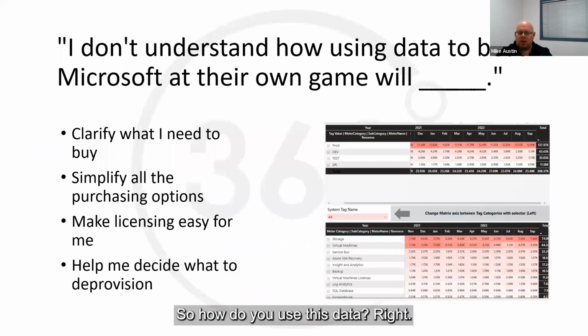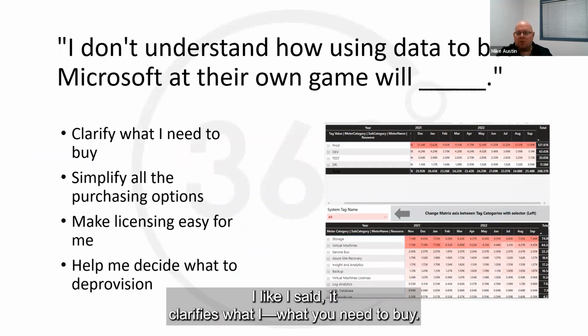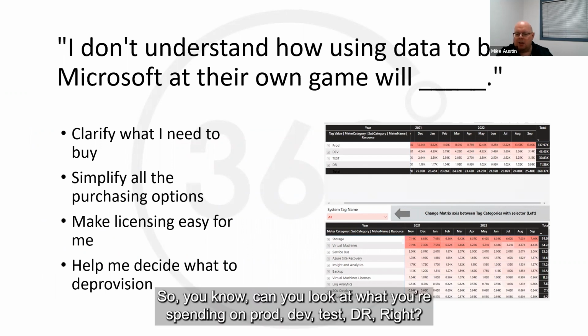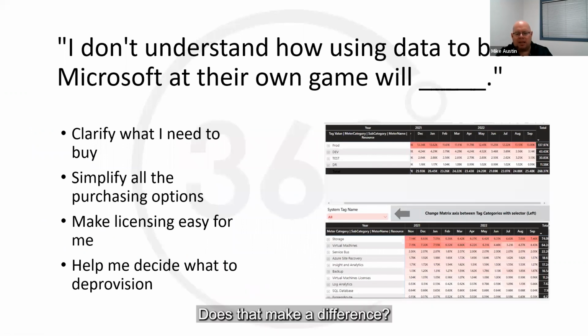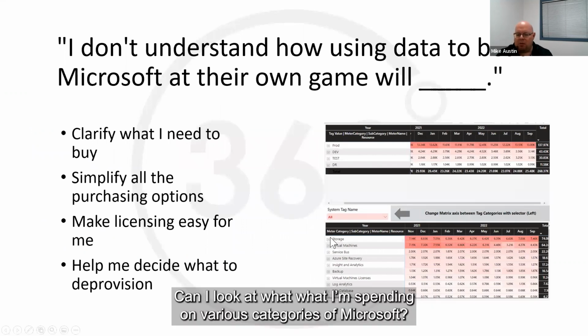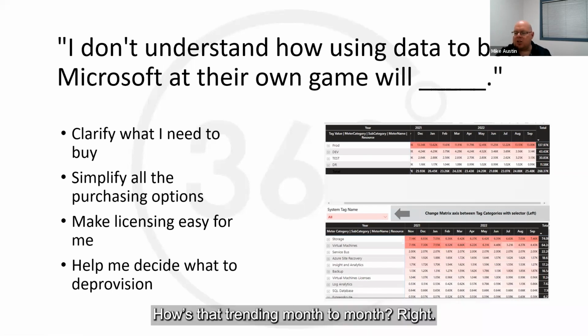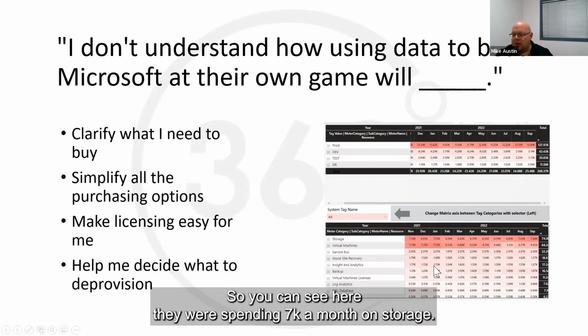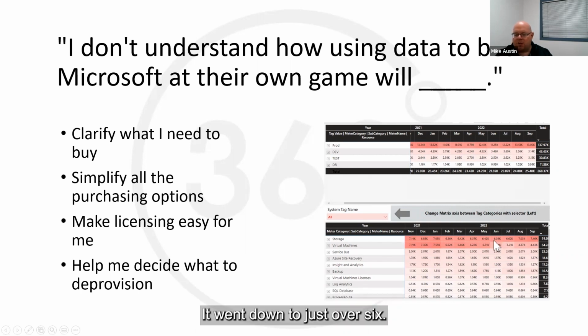Okay. So how do you use this data? Like I said, it clarifies what you need to buy. So can you look at what you're spending on prod, dev, test, DR? Does that make a difference? Can I look at what I'm spending on various categories of Microsoft? How's that trending month to month? So you can see here, they were spending $7K a month on storage. It went down to just over 6, and it's back up to 7.5.